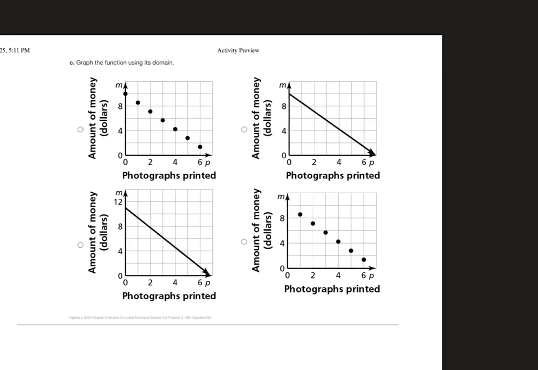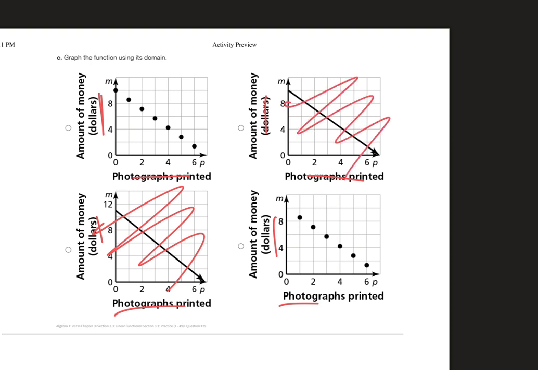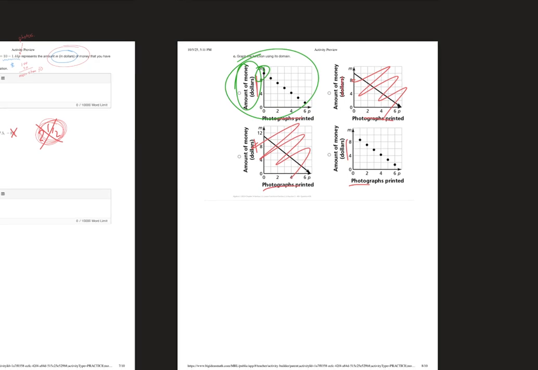Graph the function using its domain. Over here we have dollars on the y-axis. That's all good. Photographs. Okay, that looks good too. It's not continuous. And let's see, what is the deal with these? There's only one teeny tiny difference, and it's that right there, as far as I can tell, that if we print nothing, then we have that amount in dollars. So it is that one right there.